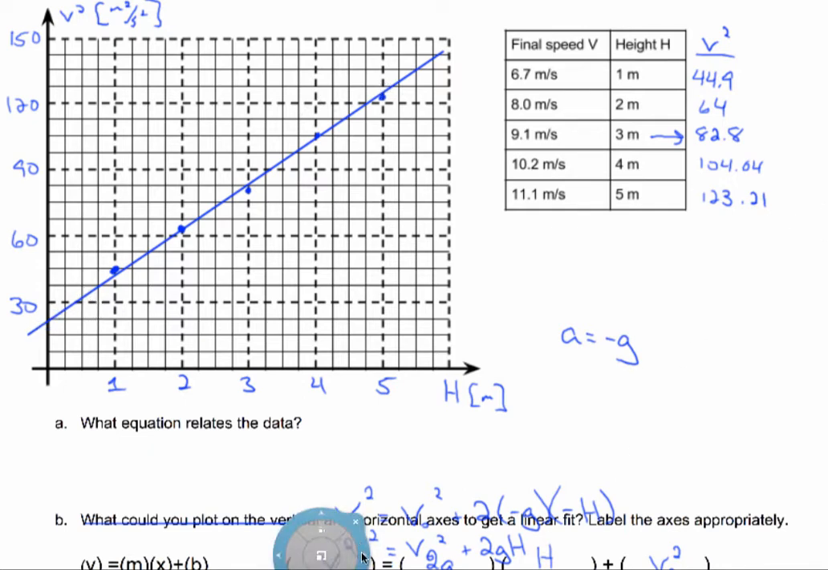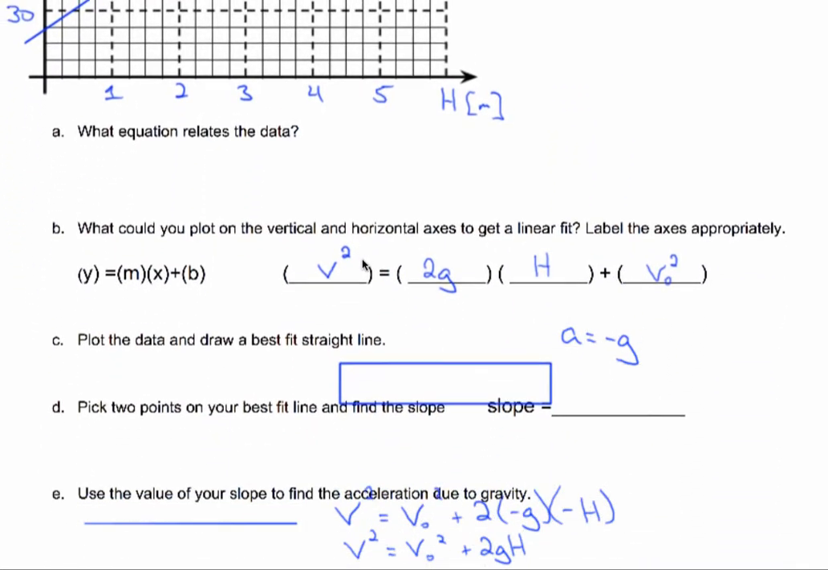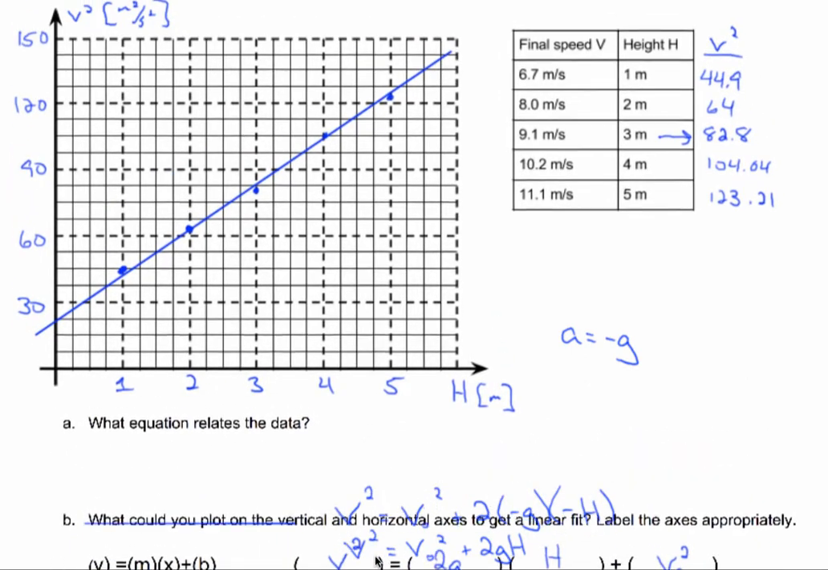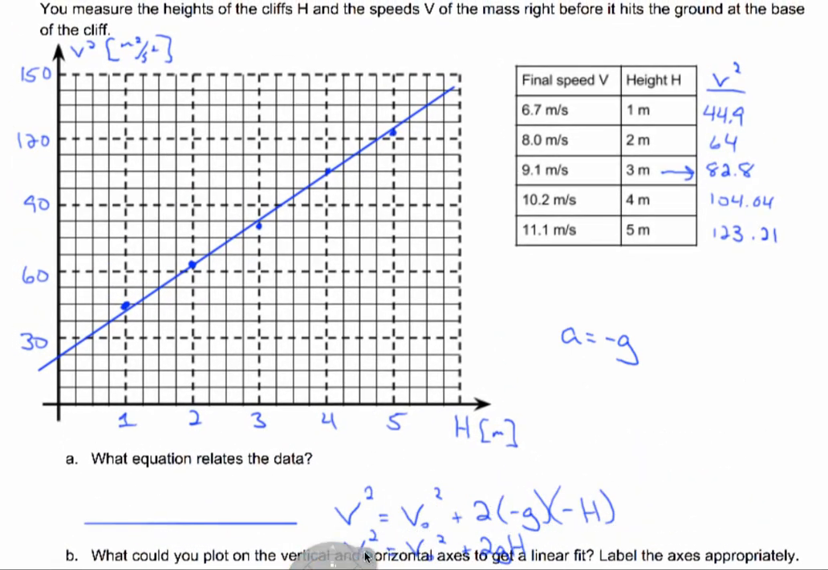What's next on this worksheet? It says to pick 2 points on your best fit line and find the slope. So we have to find the slope, and you do that the way you always find the slope. You pick 2 points, but pick 2 points on your line. People want to pick 2 points from their data table. They're like, I'll pick these 2 points and these 2 points. You're not allowed to do that. Don't pick points from your data table at all now.